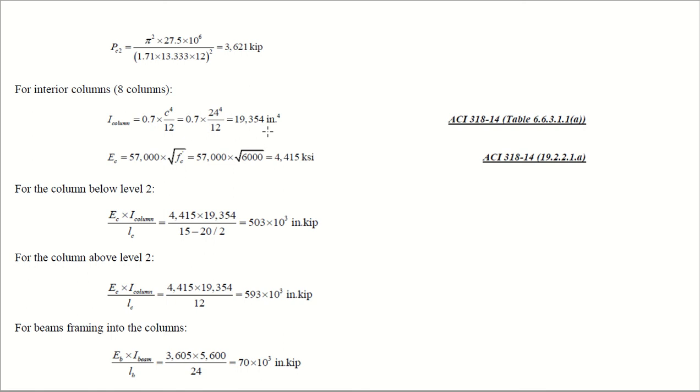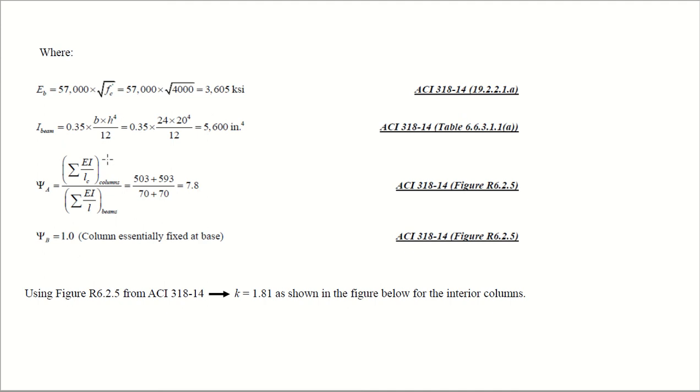So you have I column, this EC of this. For the column below level 2, you will get this term as 503, and for the column above level 2, you will get 593. For beams framing into the columns, you will get this term as 70. So you get all these three values. Just put it in psi A, you will get 7.8.